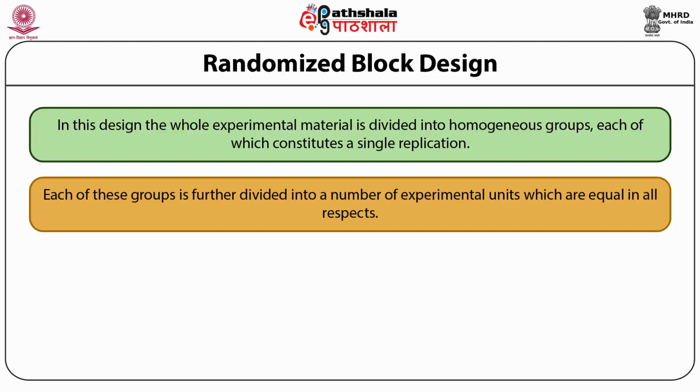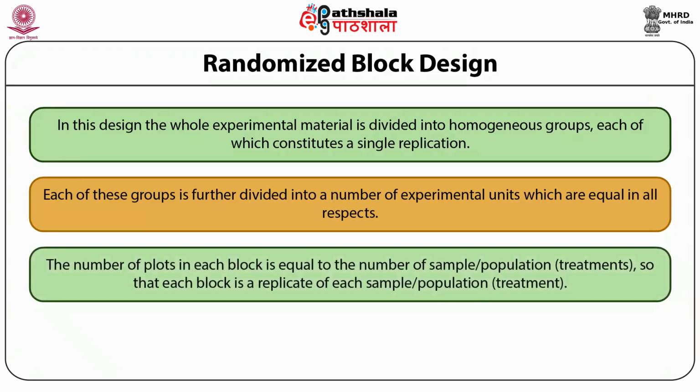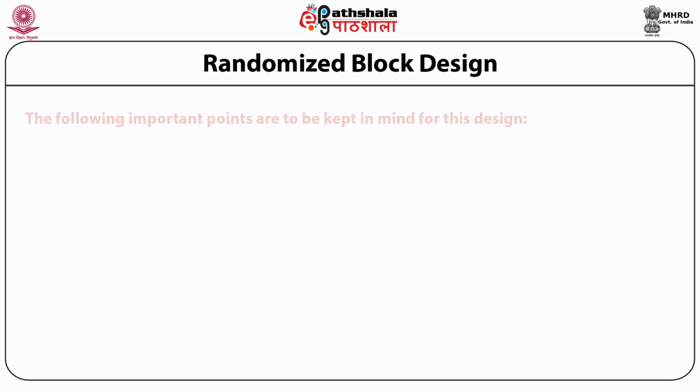if it is observed that the fertility gradient of the field is in one direction, the whole field may be divided into a number of equal plots. The number of plots in each block is equal to the number of treatments, so that each block is a replicate of each treatment. The following important points are to be kept in mind for this design.